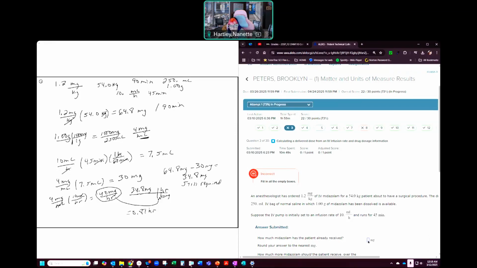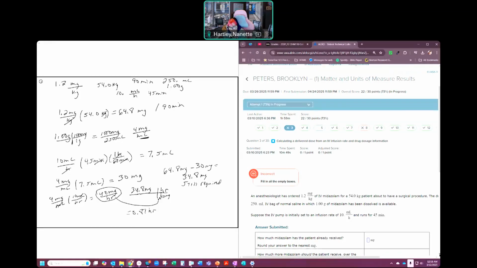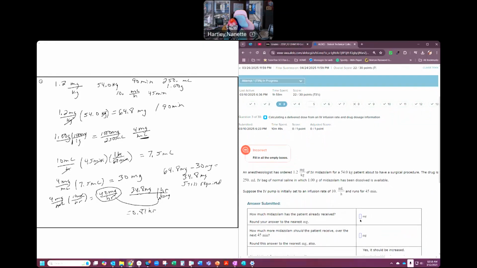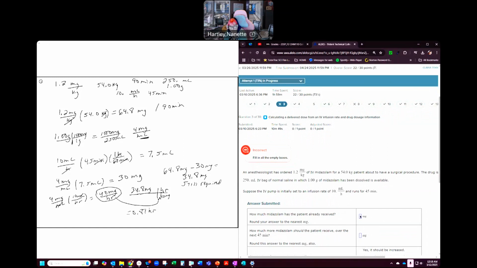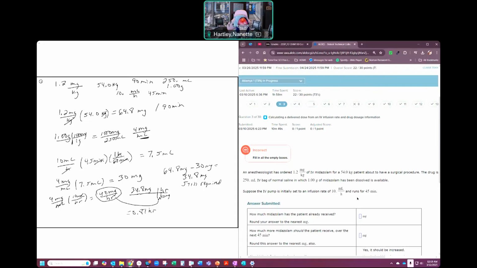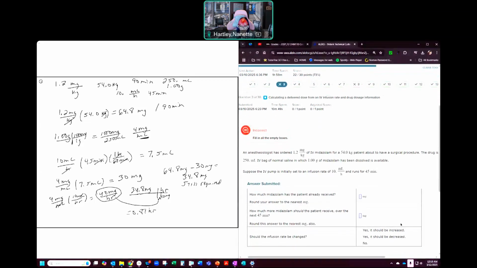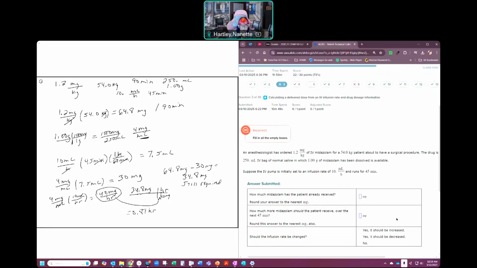So how much has the patient already received? That would be the amount that we calculated, that 34.8 milligrams. Oh, no. So how much have they already received? It's the 30 milligrams. How much do they need is the 34.8. And should the infusion rate be changed?